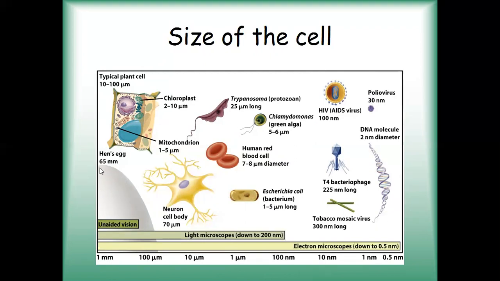A hen's egg is 65 millimeters, so it is the biggest in this particular slide. The smallest cell present is the bacteria, which is about 0.3 to 5 micrometers. We have red blood cells, which are about 7 to 8 micrometers in diameter. The longest cell, as I told you, is the neuron or the nerve cell. And the largest cell is the ostrich egg. That is the largest cell that is present.